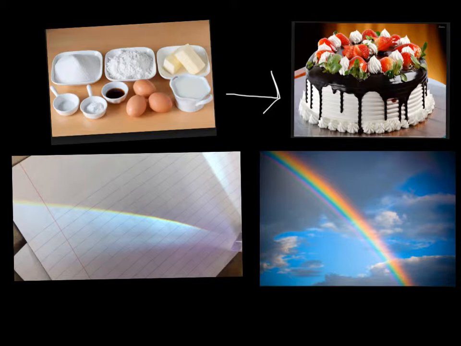If we think of a cake, it is made with flour, sugar, eggs, butter, and vanilla. This is similar to white light. It is created when red, orange, yellow, green, blue, and violet light is combined.